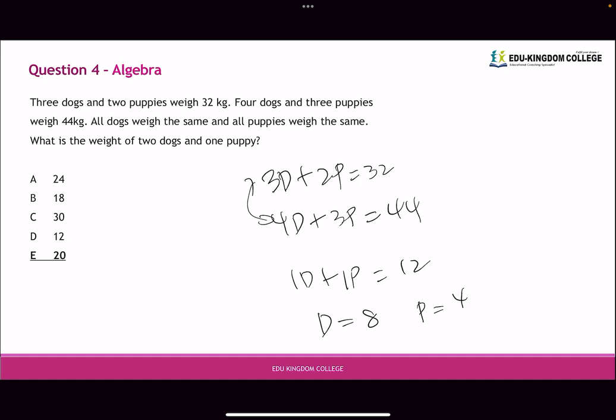Let's see if these values make sense in any of the other equations that we have. So 3 times D, so 3 times 8 equals 24, plus 2 times P, so 8. So 24 plus 8 equals 32. Hence, D and P are the right values. It works. So what's 2D plus 1P? It's going to be 16 plus 4, which is 20, which is E.